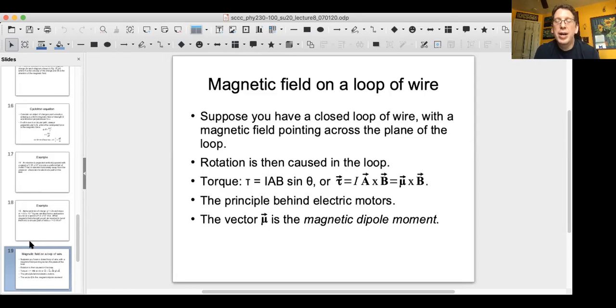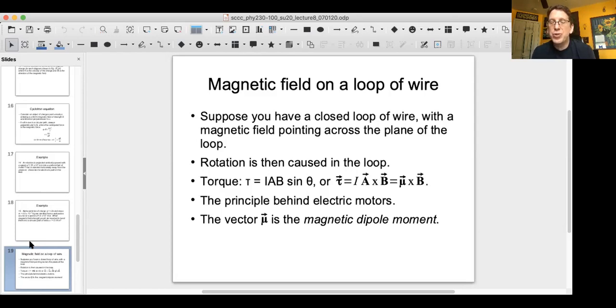So the wire experiences a torque that is equal to the current flowing through it, times the area enclosed by the loop. So the geometry of the loop doesn't matter. It could be circular, square, rectangular, whatever you want it to be. But you have the area enclosed by the loop, you have the magnetic field in which it's rotating, and then times the sine of theta.